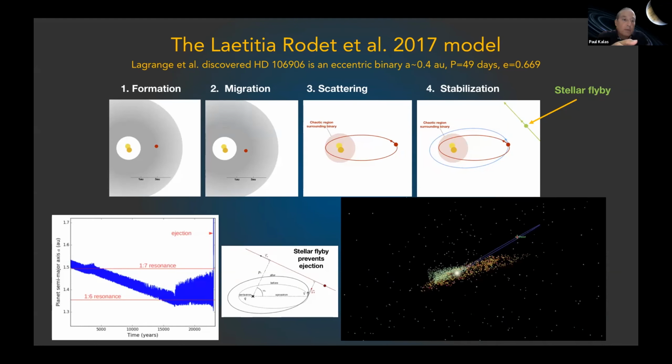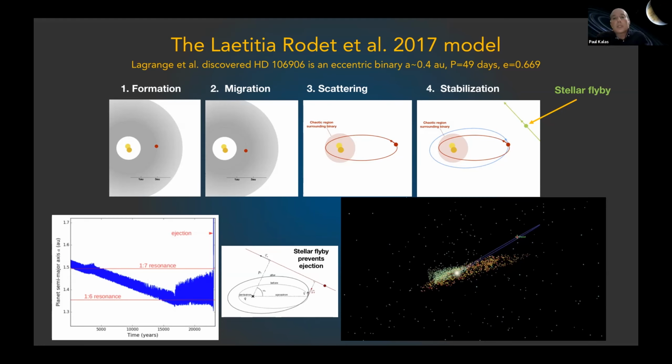First, you have the formation of the giant planet, 106906b, a few AU from the central binary. This planet migrates inward due to interactions with the circumstellar disk. The planet reaches an unstable resonance, which then rapidly changes the orbital elements of the planet so that it becomes highly eccentric, the semi-major axis increases, the inclination may be perturbed, and eventually the planet should be kicked out of the system. To prevent that, you have to raise the periastron distance away from the instability zone. And this is accomplished by a stellar flyby. At least this is what the model proposes.